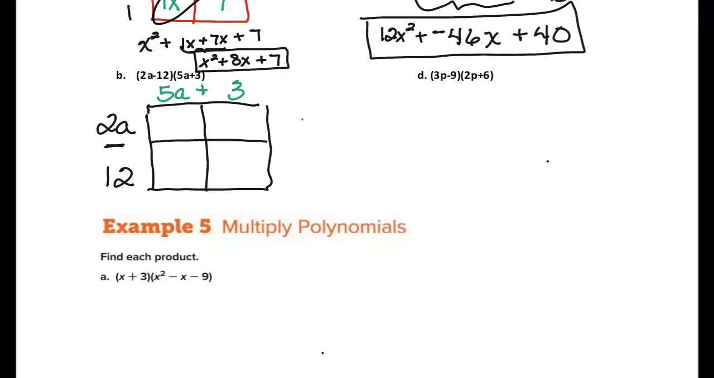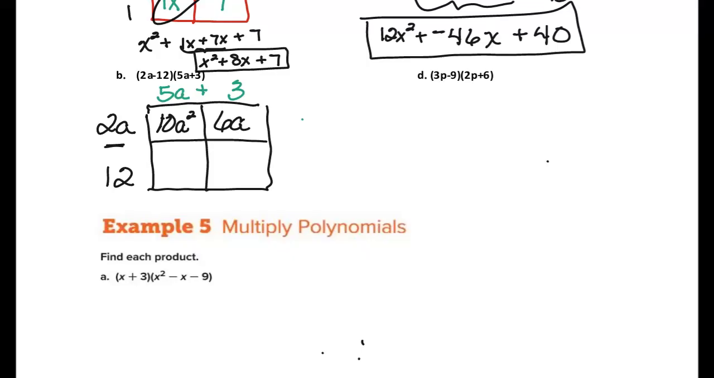Okay? So what operation are we doing when we do this? Are we adding, subtracting, multiplying, or dividing? Multiplying, yes, multiplying. So 2 times 5 gives you 10. A times A is going to be what? A to the second. Then you do 2A times the 3. 2 times 3 is 6. And you have 1A that's being multiplied.